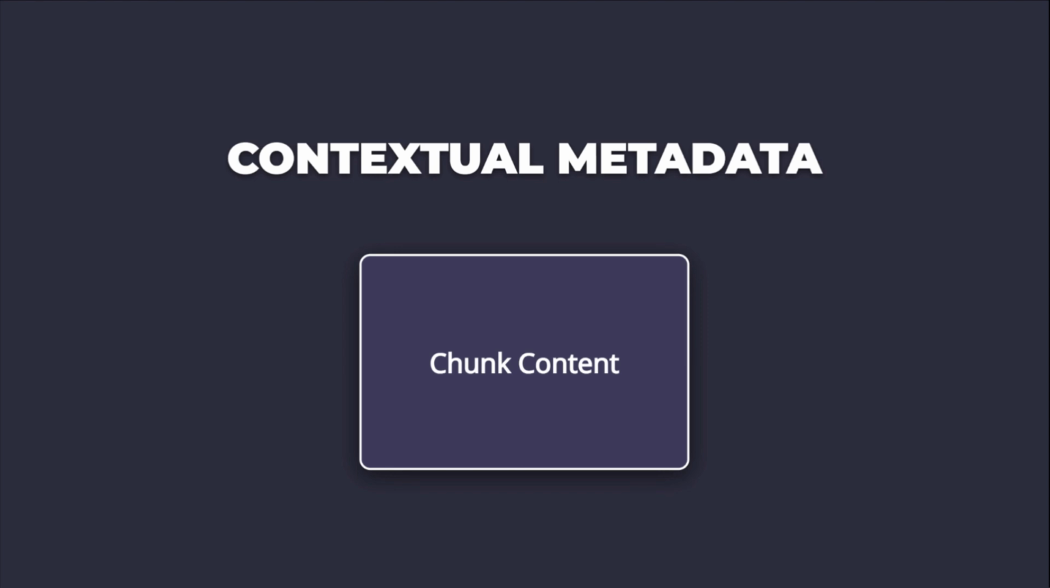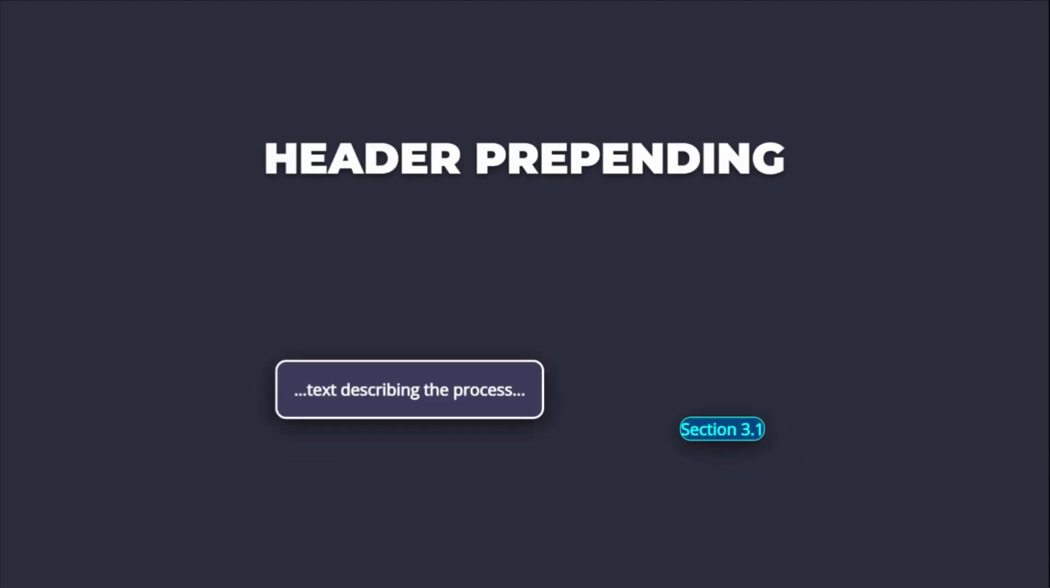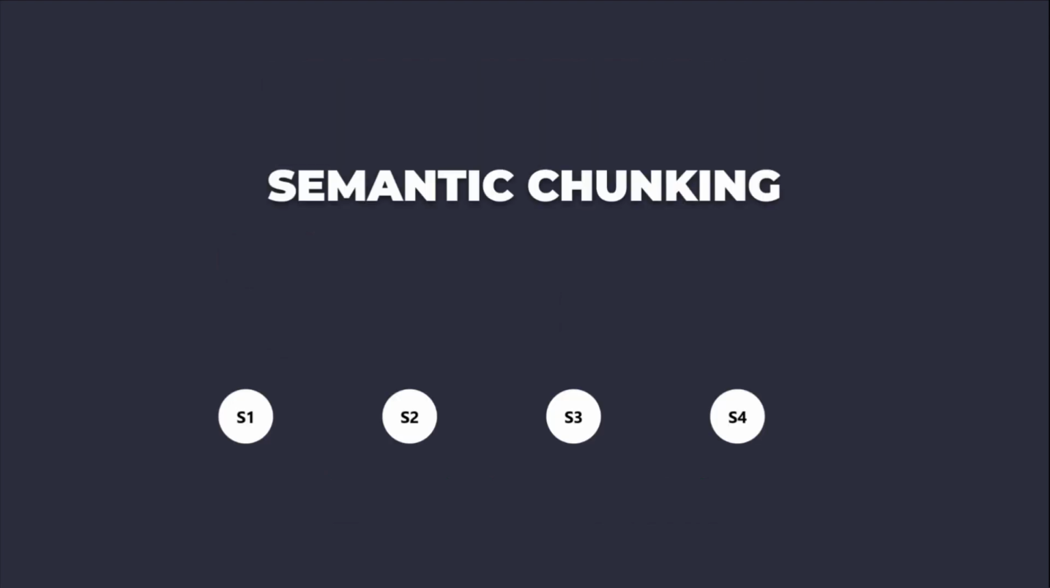Contextual metadata is the retrieval key. Every chunk derived from a PDF must inherit critical attributes: the document title, the page number range, and the immediate section header. Use a custom text splitter that automatically prepends or appends the current section header to the chunk text before embedding. This ensures that even if the query does not explicitly mention the section, the embedding space captures the necessary context, significantly boosting the mean reciprocal rank score during evaluation. This technique is non-negotiable for documents with deep hierarchical structures.